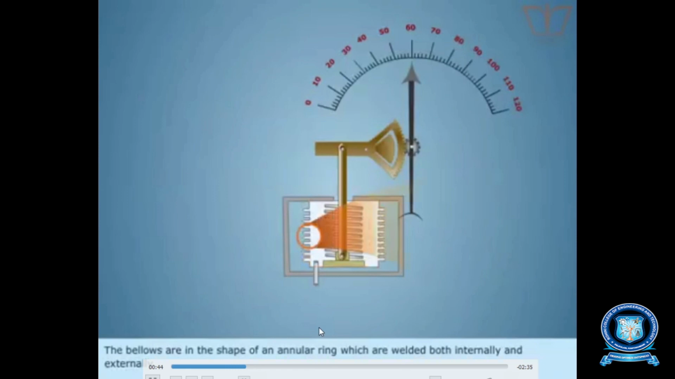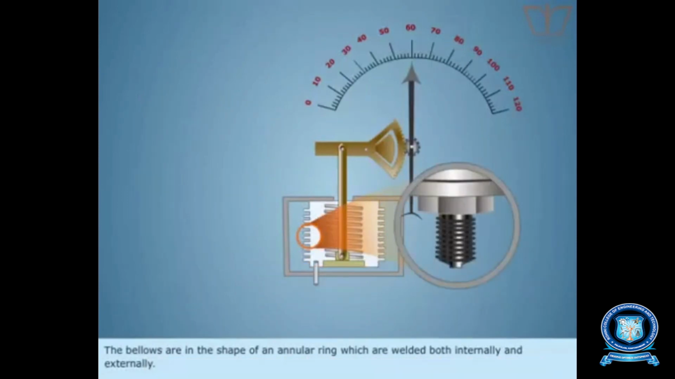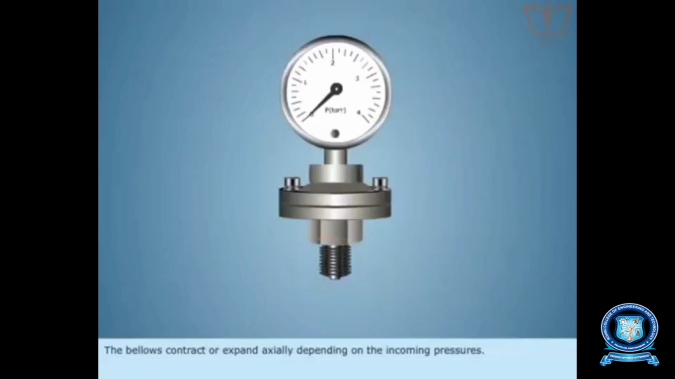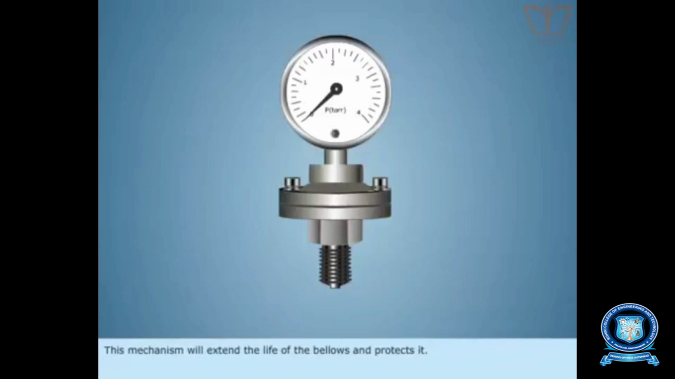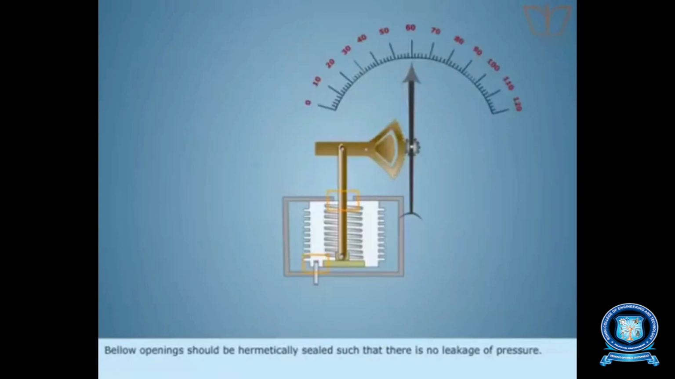The bellows are in the shape of annular rings which are welded both internally and externally. The bellows contract or expand depending on the incoming pressures. The expansion of the bellows is restricted by the spring, thereby preventing the full expansion of the bellows. This mechanism will extend the life of the bellows and protect it. A bellows opening should be hermetically sealed such that there is no leakage of pressure.